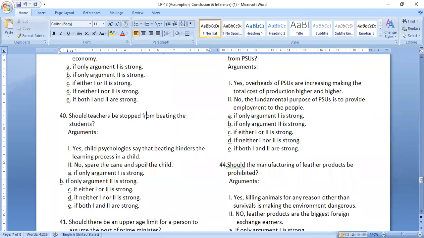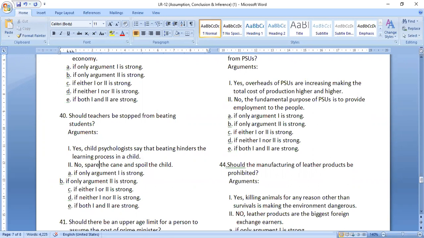Should teachers be stopped from beating students? Yes, child psychologists say that beating hinders the learning process of a child. How about that? Yes, that, sir, is strong. That is strong, sir.